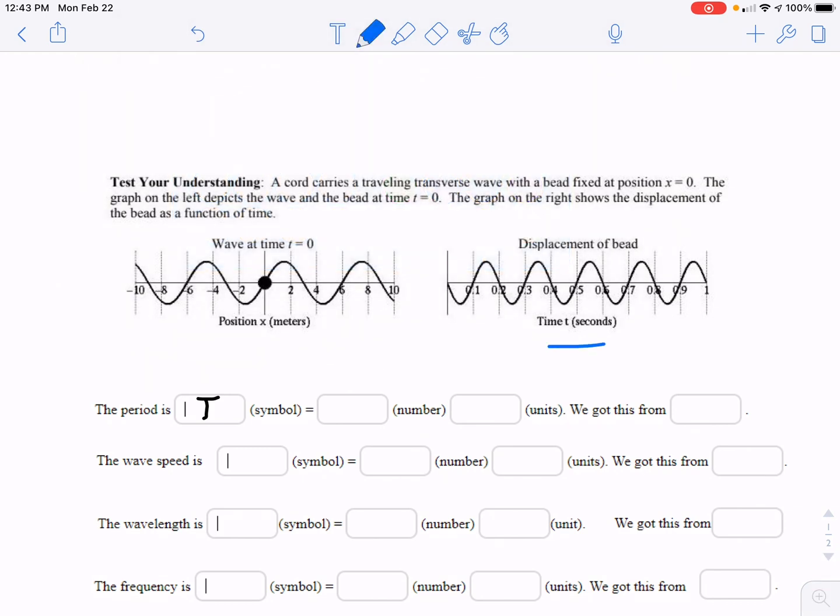Now from the graph, the period is the time it takes to complete one cycle. Well, if we look at the displacement versus time graph, we can see one cycle gets repeated in 0.2 seconds. 0.2 would be the number, seconds would be the unit. We got this from one cycle on the second graph.